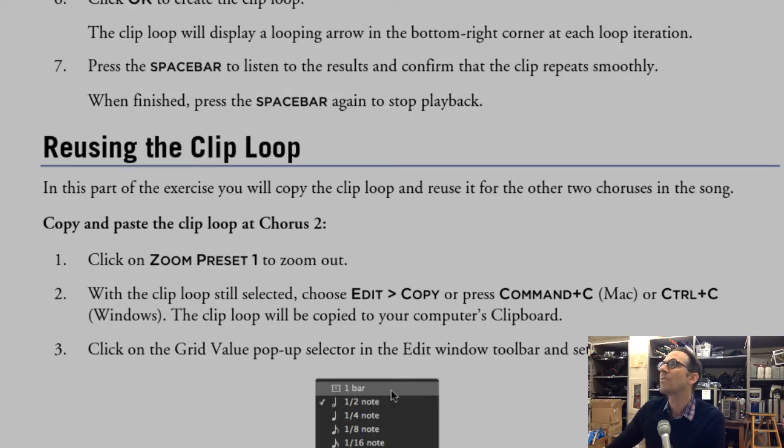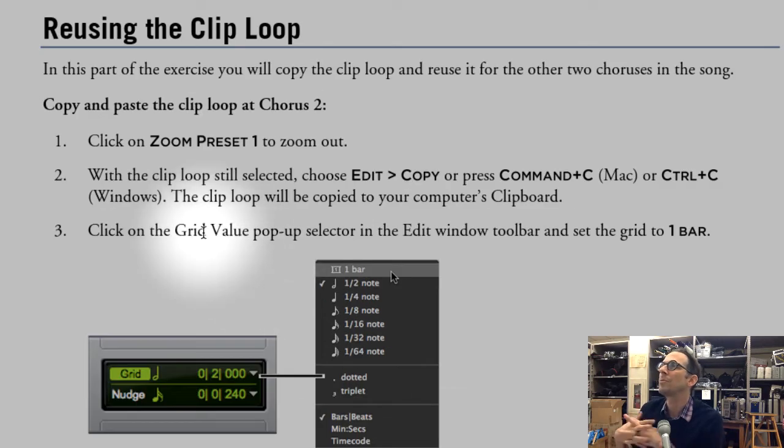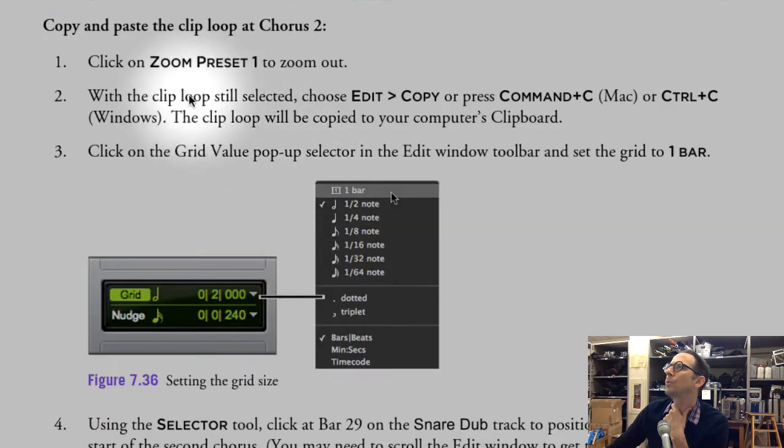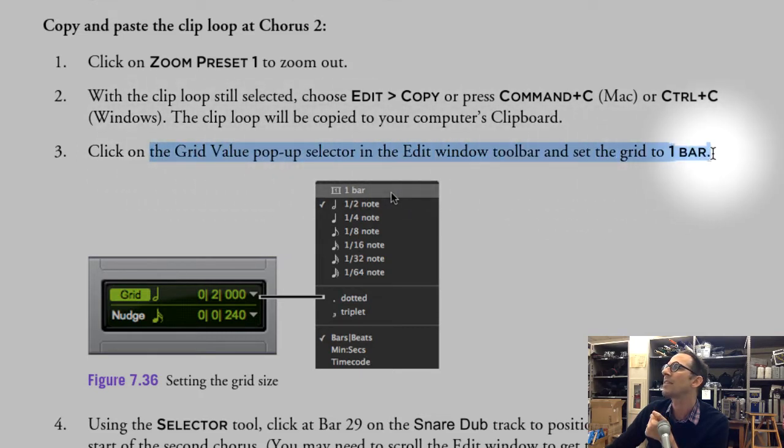Okay, so now it says to reuse the clip loop. In this part of the exercise, you will copy the clip loop and reuse it for the other two choruses. Interesting. So copy and paste the clip loop at chorus 2. Click on Zoom preset 1. With the clip loop still selected, edit copy. Oh, we're just going to do a copy paste thing. Great. And then click on the grid value pop-up selector and set the grid to 1 bar.